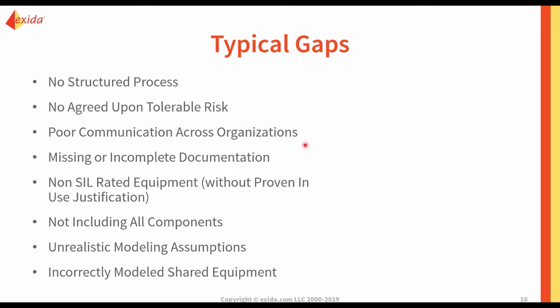Another really big gap that we've seen is, for larger projects, poor communication across organizations. When you have multiple equipment suppliers and a lot of different engineering teams working on a large facility, it's important to have clear traceability of who's responsible for each step of the safety life cycle, and make sure that none of those steps are missed. Trying to get all of that documented without formal management in place is very difficult, and we've typically seen poor communication over it.